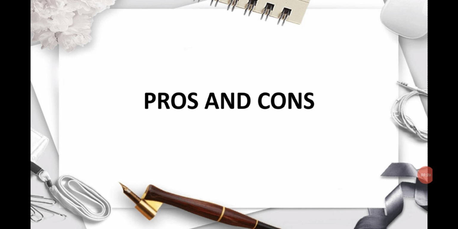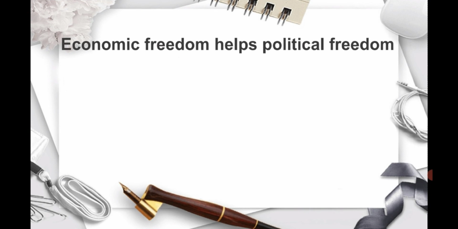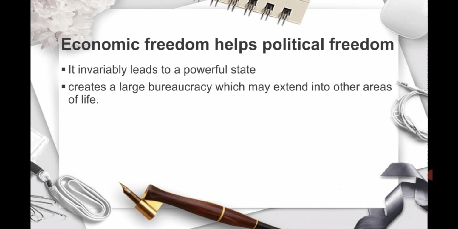The third objective of today's lesson is to explore the pros and cons of capitalism. The first pro of capitalism, we have, is that economic freedom helps political freedom. It invariably leads to a powerful state and creates a large bureaucracy which may extend into other areas of life. Economic freedom helps political freedom in a way that the government couldn't interfere in the market transactions or economic system.